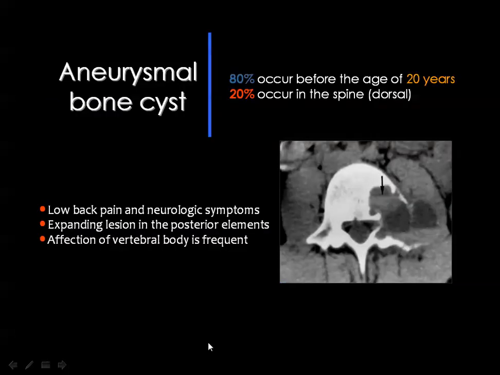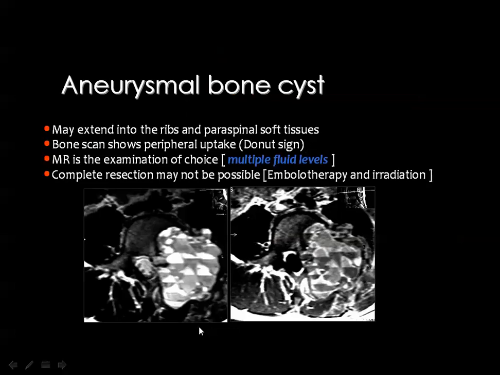Aneurysmal bone cyst is also seen in the spine, and this is a benign lesion with an expanding character, usually diagnosed by one of the well-known features, which is the presence of multiple fluid levels inside the lesion. Although fluid levels can be seen in other lesions, they are usually pointing to the diagnosis of aneurysmal bone cyst.